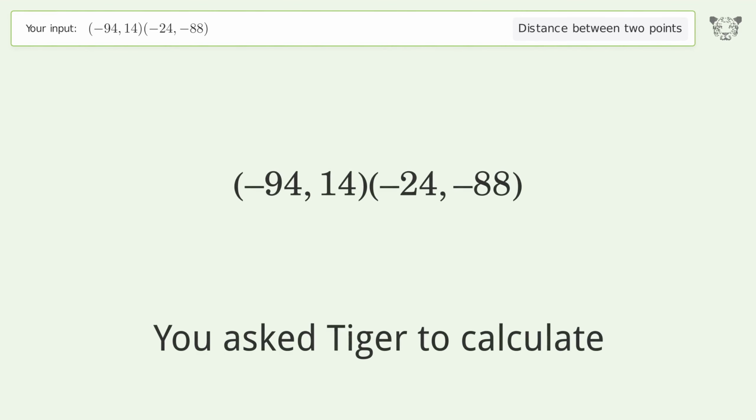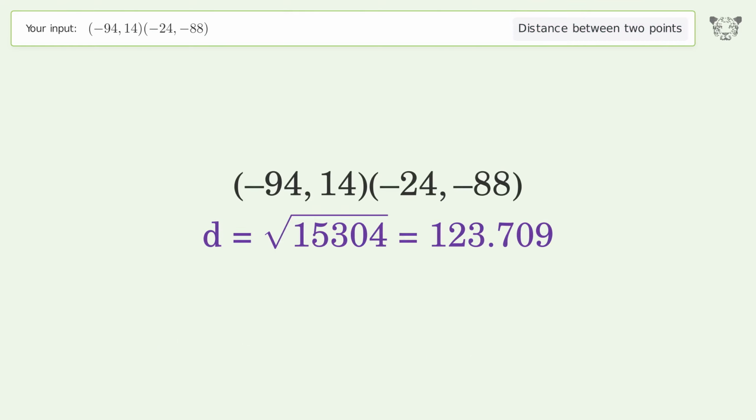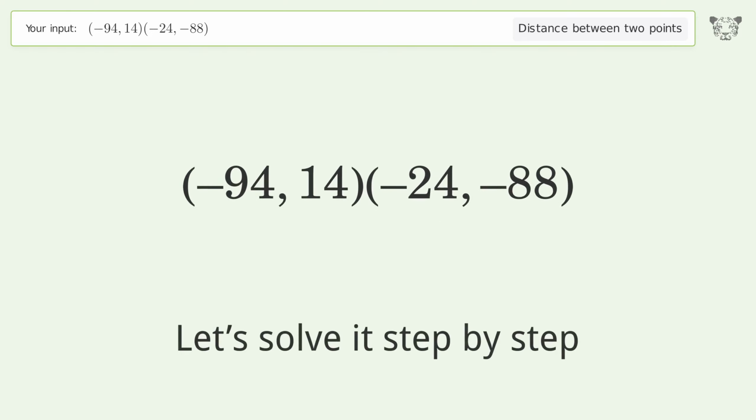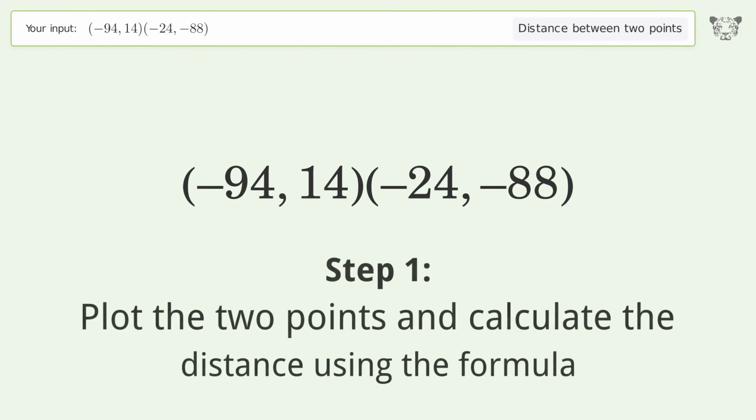You ask Tiger to calculate. This deals with the distance between 2 points. The distance between the 2 points is the square root of 15,304, or 123.709. Let's solve it step by step. Plot the 2 points and calculate the distance using the formula.